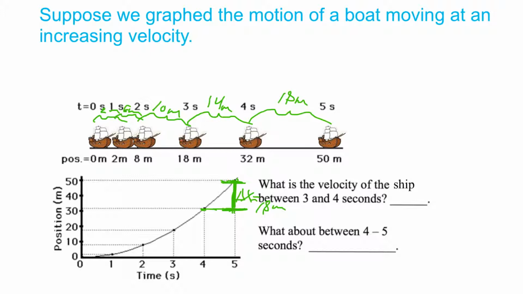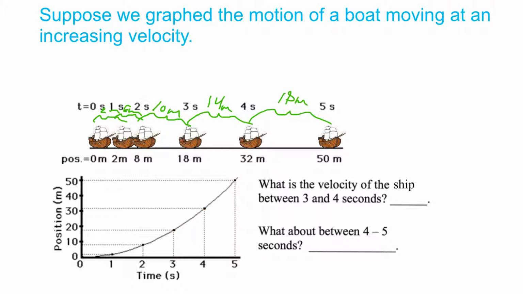Alright, now if we wanted to know what the velocity of the ship was in this section, then that's when we need to use our average velocity formula. This would be what would go on top, and then the time would be down here on the bottom, so it'd be the 5 minus 4. So in this section of the graph, the ship was traveling at 18 meters per second. Alright, let's answer some questions. What is the velocity between 3 and 4 seconds?